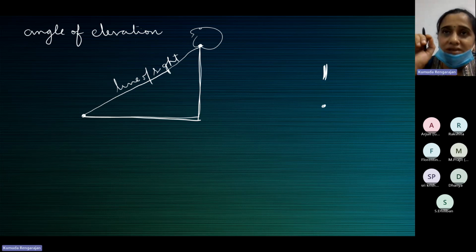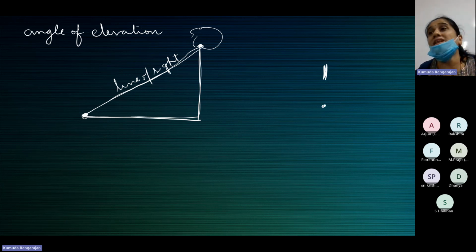So when I say this is the observer, that's the eye of the observer. He's looking at something, no? So this is the eye of the observer. The line segment connecting the eye of the observer and the point observed is called the line of sight.